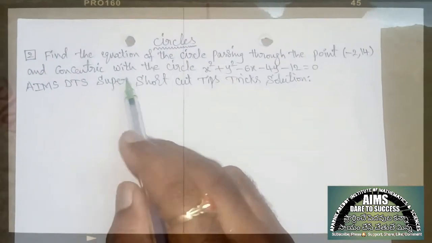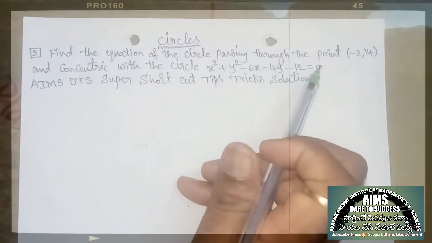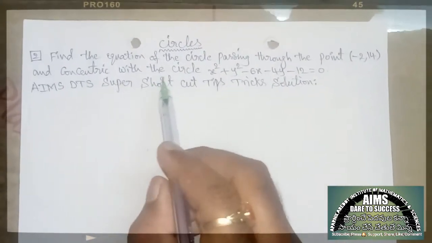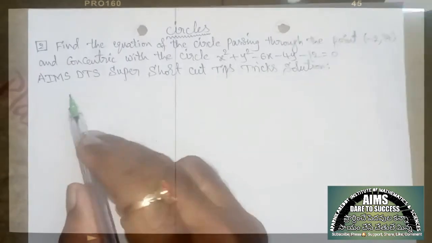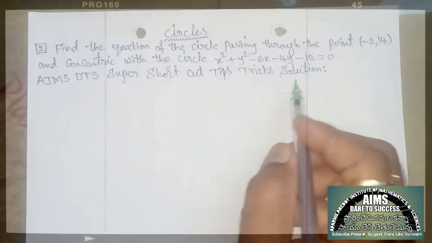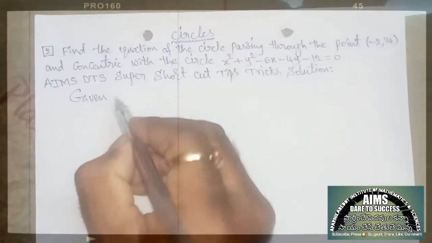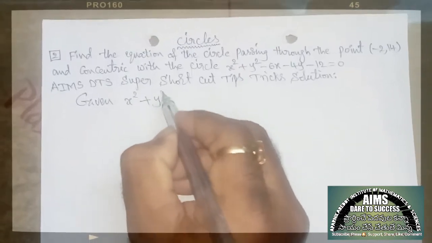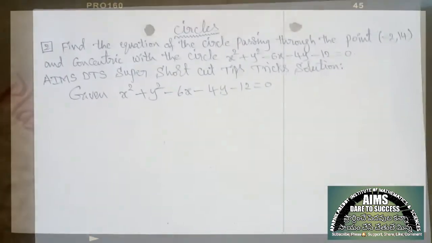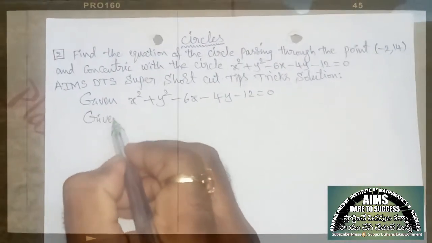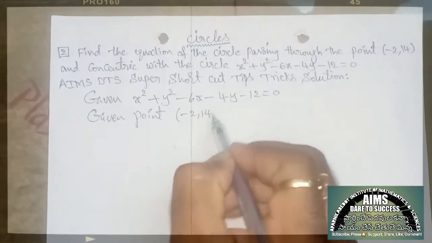Similar question, similar model I wanted to explain to you. The question is: find the equation of the circle passing through the point (minus 2, 14) and concentric with the circle x square plus y square minus 6x minus 4y minus 12 is equal to 0. Super shortcut tips and tricks solution within 10 seconds, especially made for you. Now I wanted to write the given circle: x square plus y square minus 6x minus 4y minus 12 is equal to 0. Next, the given point is (minus 2, 14).